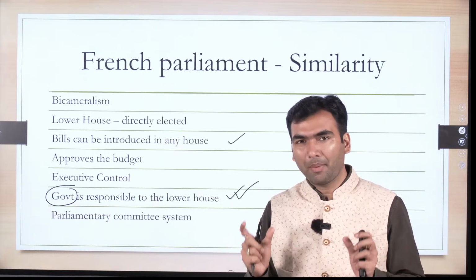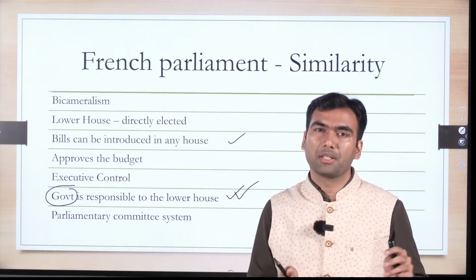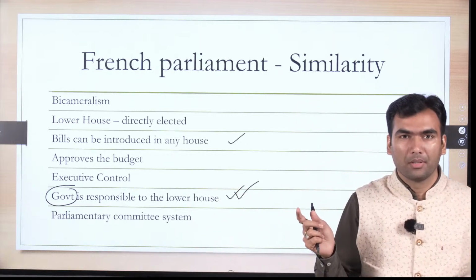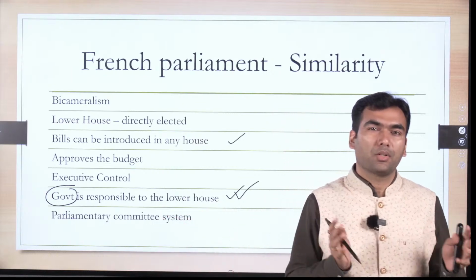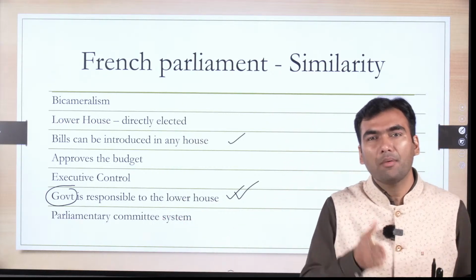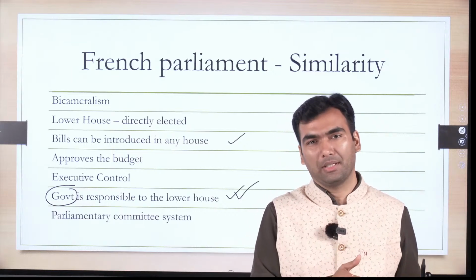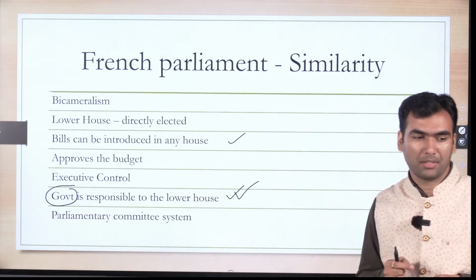In one case, the prime minister is the real head, the real executive. In another case, the president is the real executive. In this case, both are real executive. The president also has some power, whereas the prime minister also has some power. There is a division of power between prime minister and president. Okay, this is the French system.